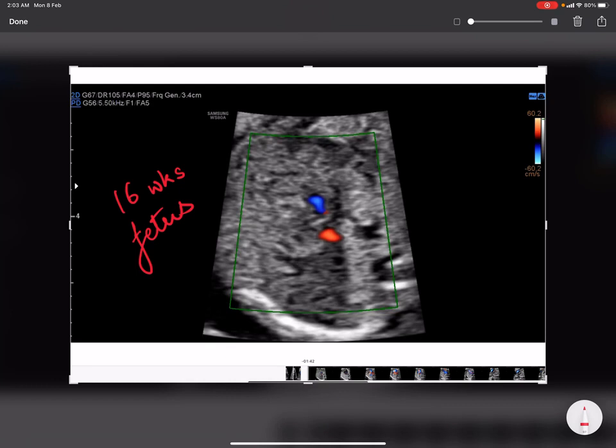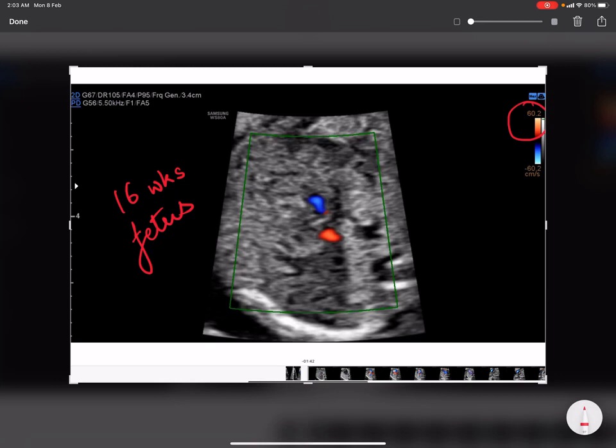These three cases which I'm going to show are today's cases only, which I saw today itself, and those are of different gestational ages. One is a 16 weeks fetus, then I'll show you a 20 weeks fetus, and another at 28, 29 weeks fetus. Okay, so you can see the 16-week fetus.